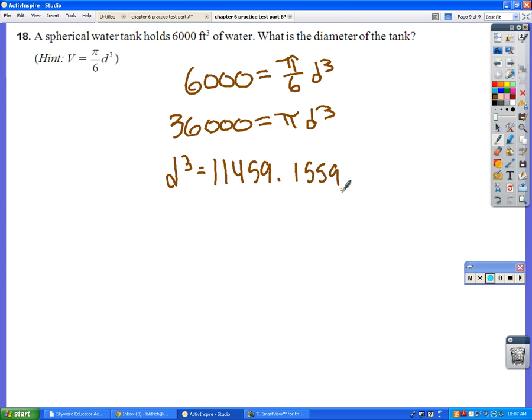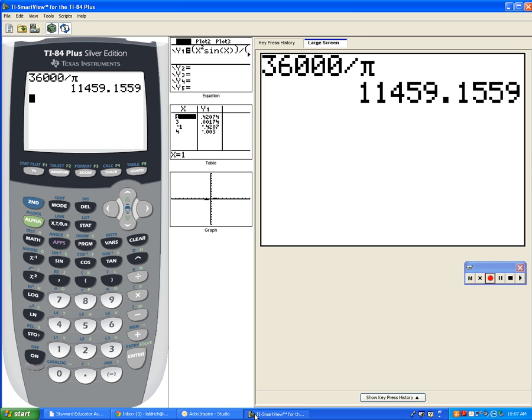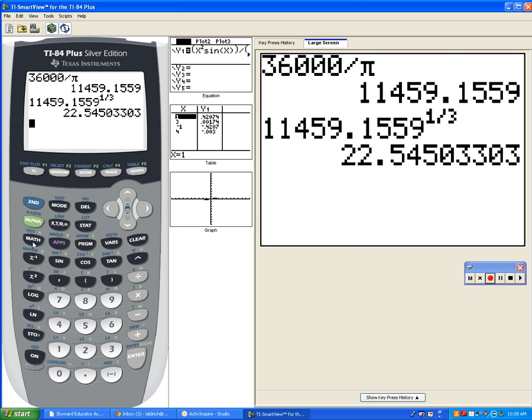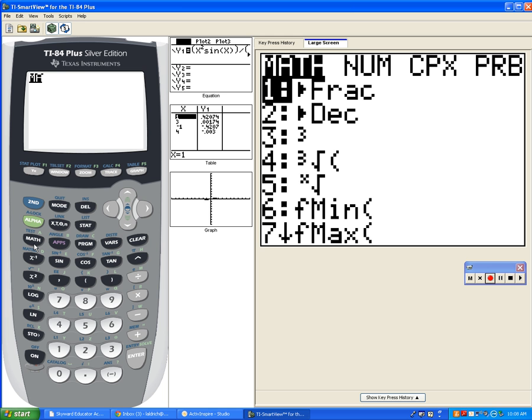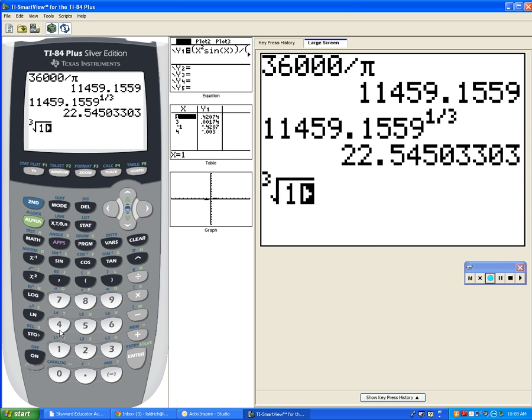And then how do I get the d, get rid of the cube here? Cube root both sides. There's a couple different ways you can do that on your calculator. You can take this number and raise it to the, what is cube root as a fraction? 1/3, so I could raise that to the 1/3 power. Or in the math menu, there is a cube root option there. So you could do the cube root of that number that way also.